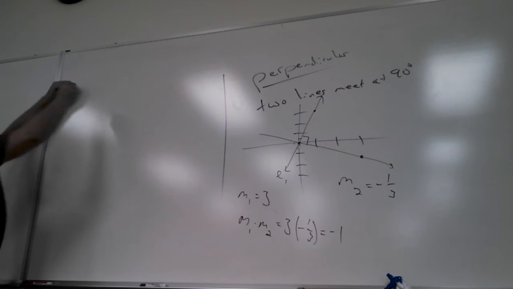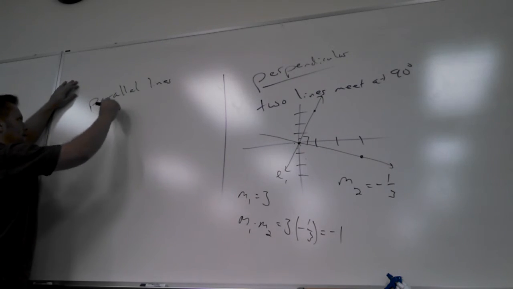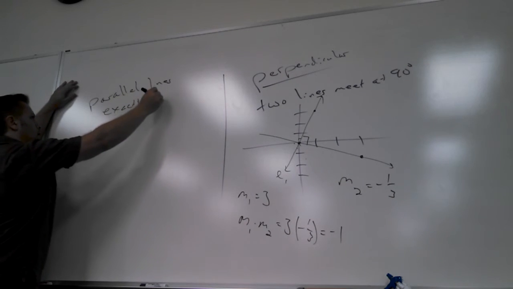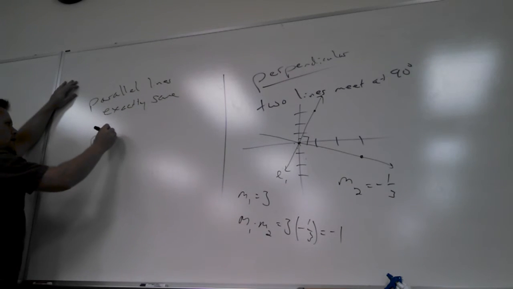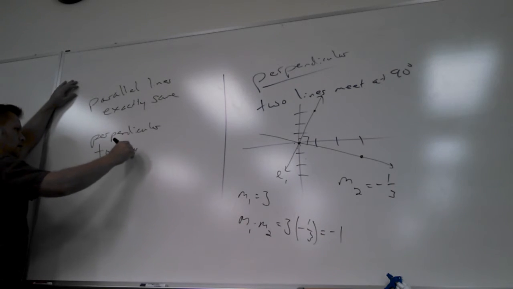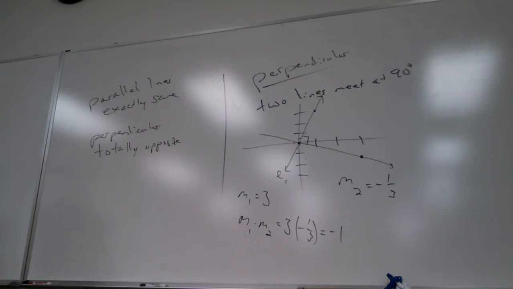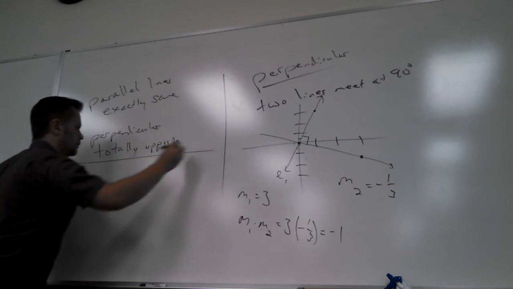So let me say this a different way. Parallel lines have to have exactly the same slope. Perpendicular lines have to have totally opposite slopes. How many opposites do we know? One opposite is to change the sign. What's another opposite? To flip it. So you do both to make it totally opposite. So parallel, exactly the same. Perpendicular, totally opposite.